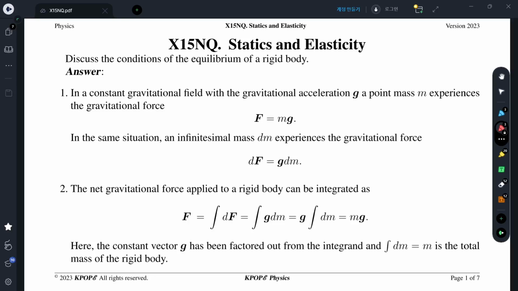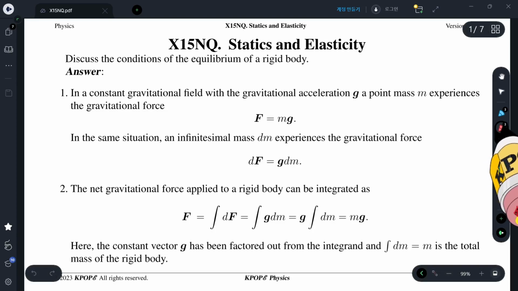Okay, we study X15NQ. This is elementary material. You do not have to study if you are familiar with any basic concept introduced in X15Q. Discuss the conditions of the equilibrium of a rigid body.